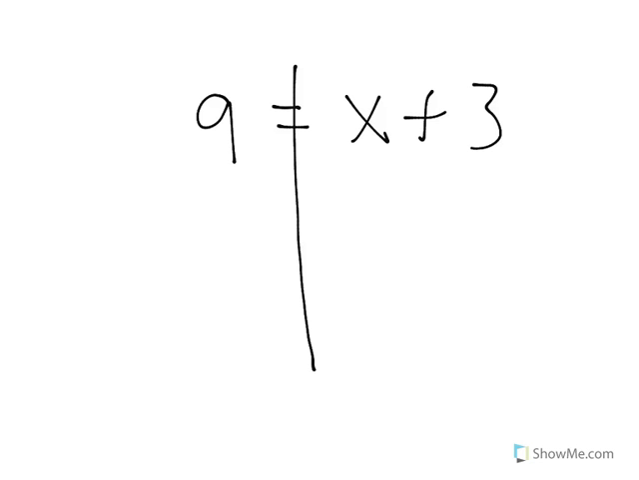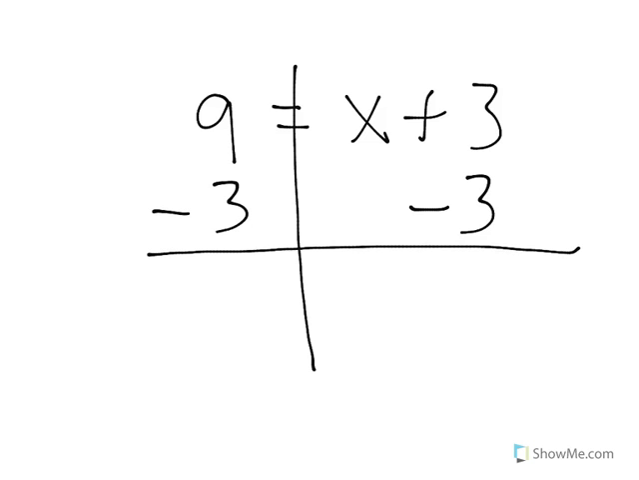3 is being added to the variable x, so we're going to do the opposite of adding 3, and we're going to subtract 3. What you do to one side, you have to do to the other side. 9 minus 3 is 6. 3 minus 3 cancels out, leaving you with x, so x equals 6.